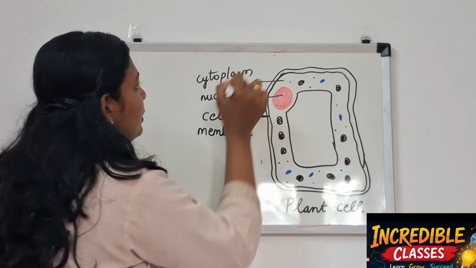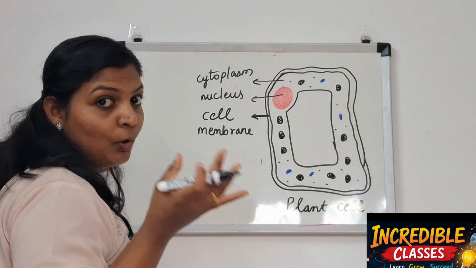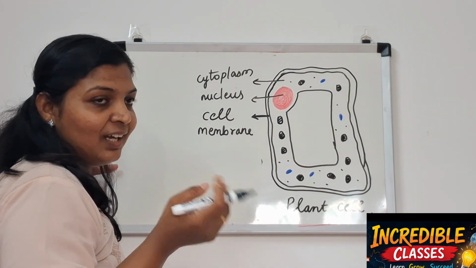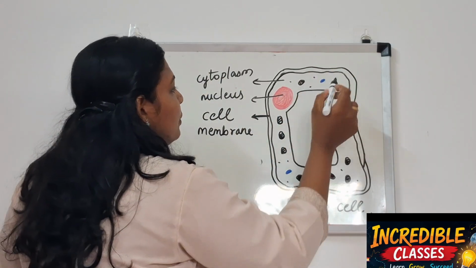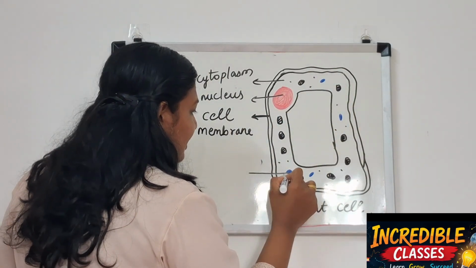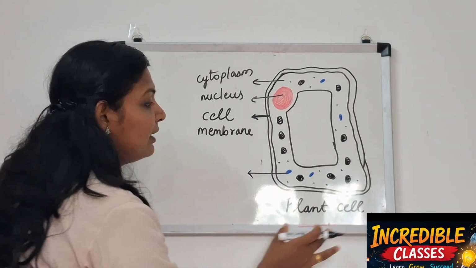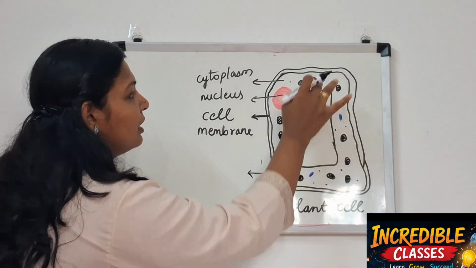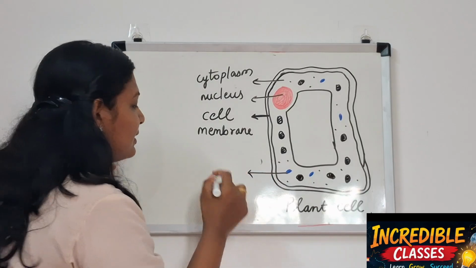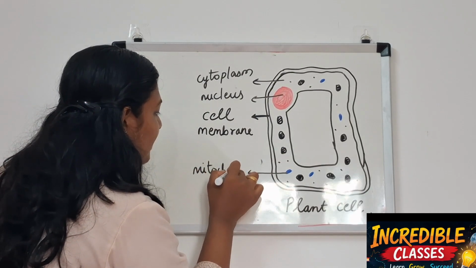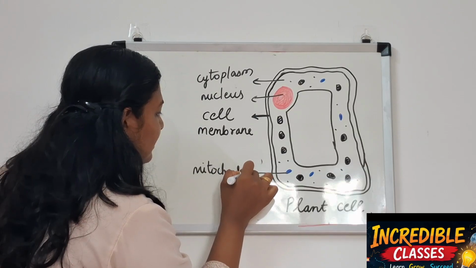And I told you this cytoplasm has some important components, for example the mitochondria. Yes, that is also there in the plant cell. This blue thing that I am showing you is the mitochondria. So these are the basic things that it possesses.